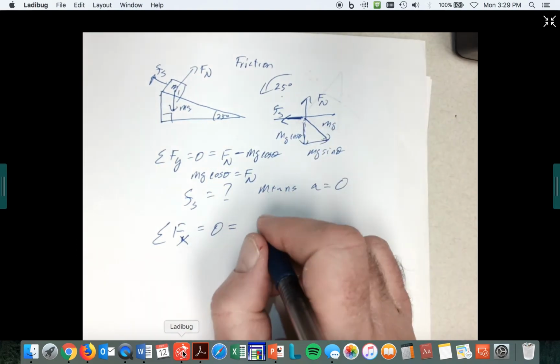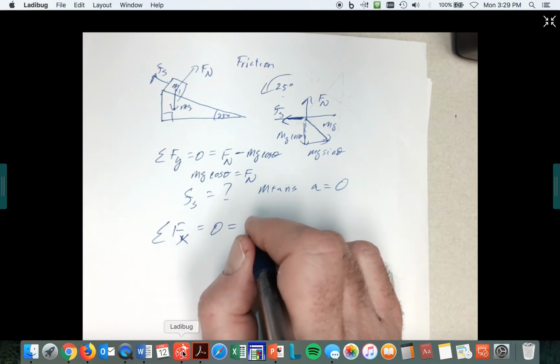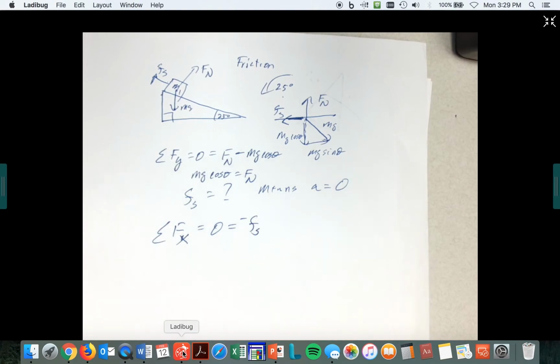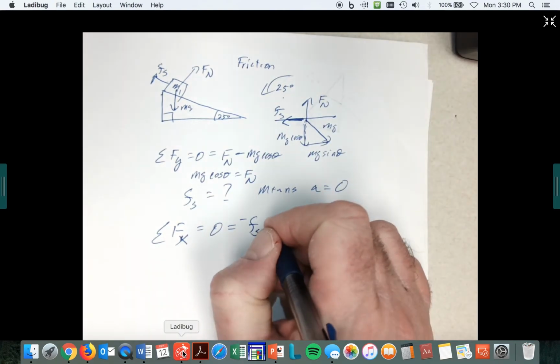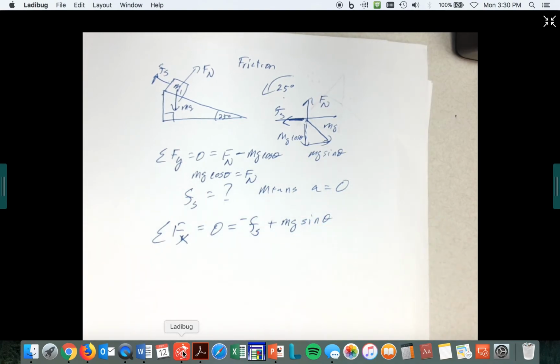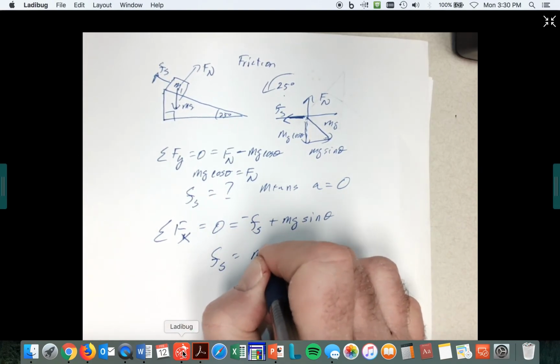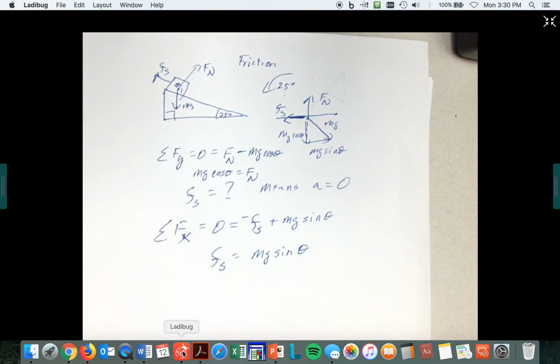So the only force I have is F of S, plus mg sine theta. That force is there, but it's not accelerating. So therefore, the static frictional force is equal to mg sine theta. There you go.